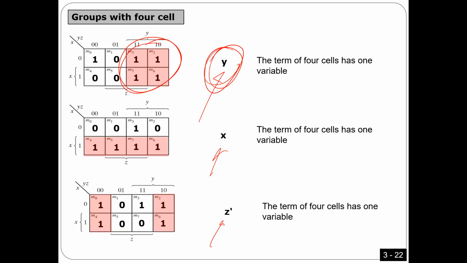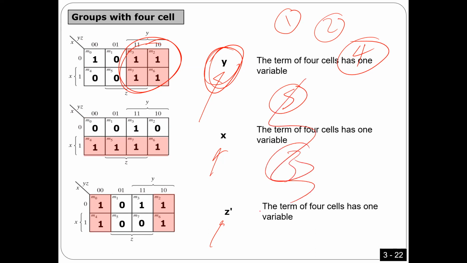Okay? So as I said last time, groups can only be one square, two squares, or four squares. Nothing else. They can't be five. It can't be three or anything else. It should be one, two, or four. Is that okay?